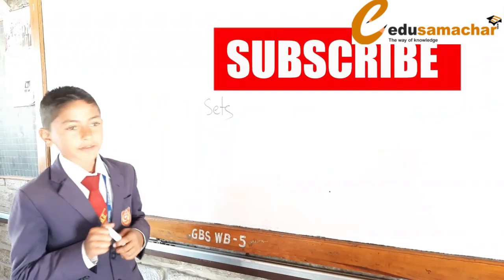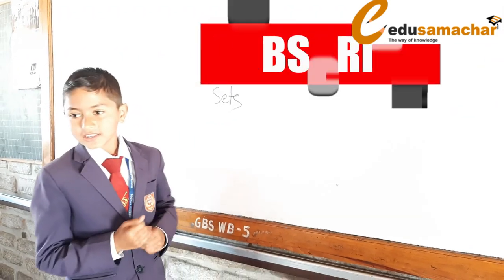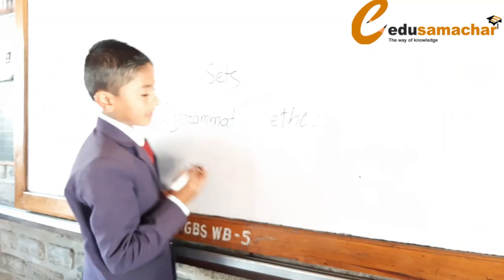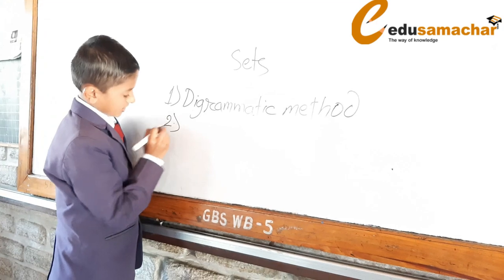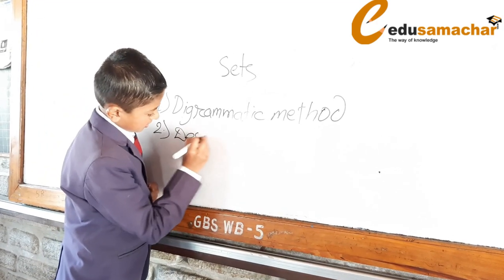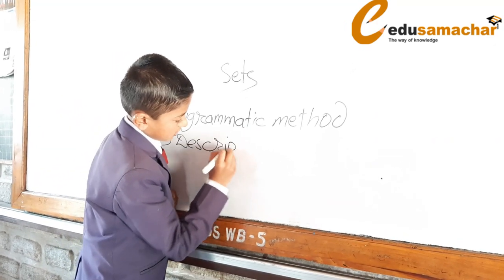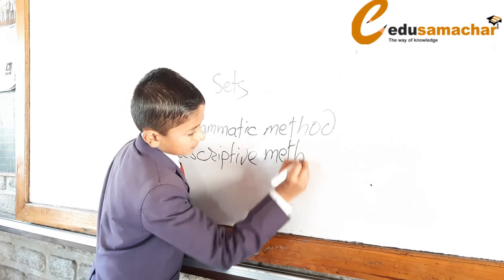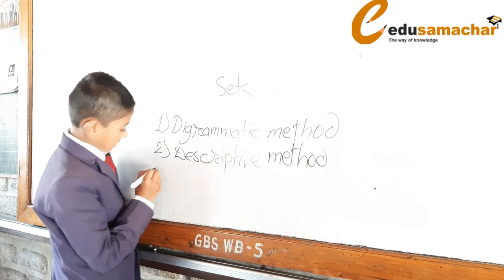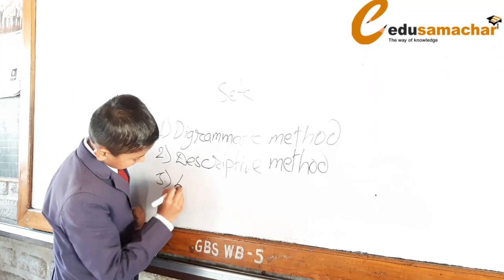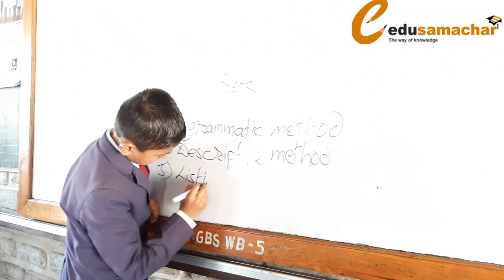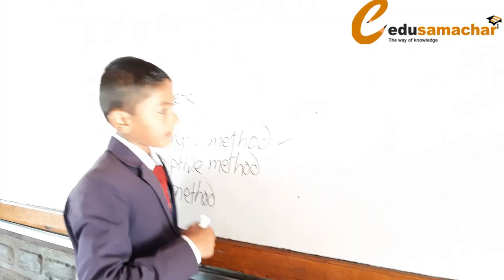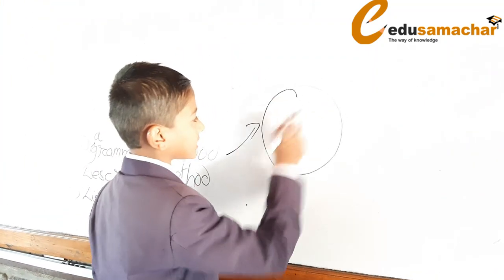A set is a collection of well-defined objects. Well-defined means clearly specified. One is the diagrammatic method, second is the descriptive method, and third is the listing method. Diagrammatic method means making a diagram and writing there.